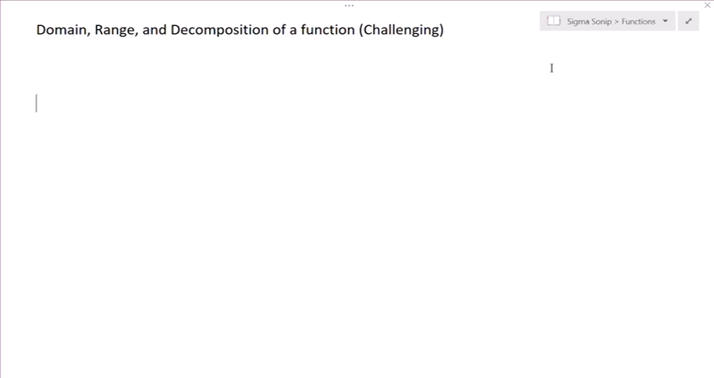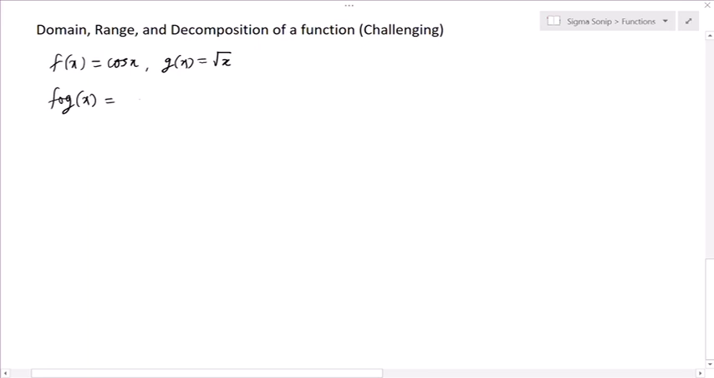So let's start with the first part here. The two functions that are given are f(x) equals cos x and g(x) is equal to square root of x. So first we find f of g of x, which is f of square root of x, which means we are giving f a square root of x, and so in this function we replace x with the square root of x.